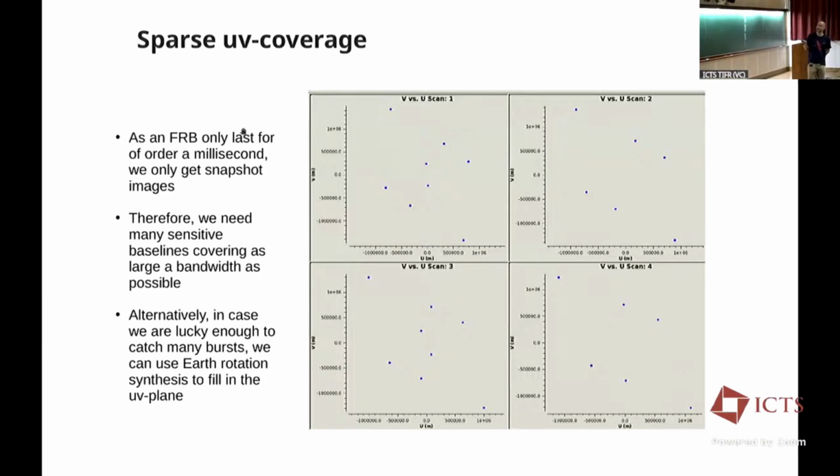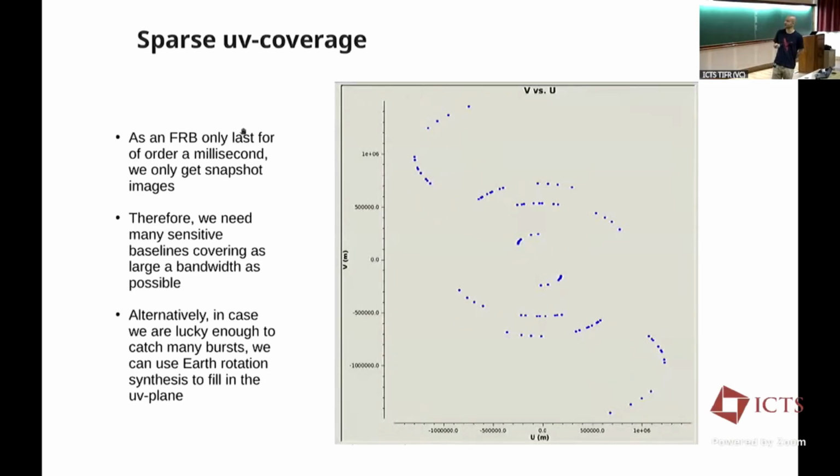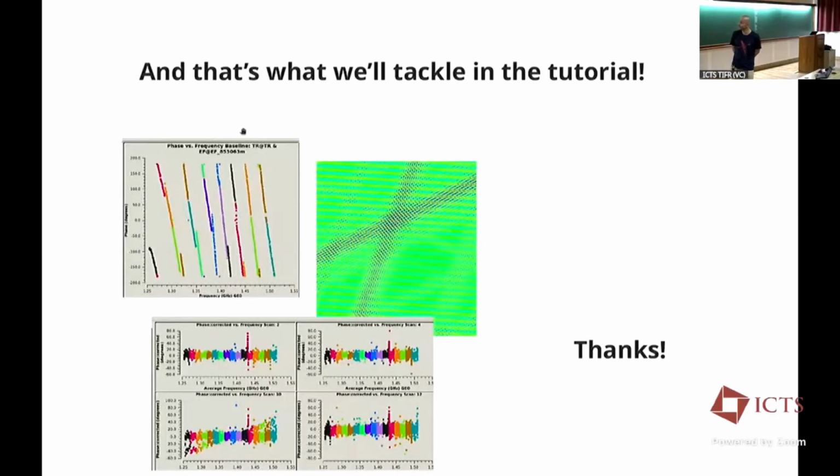And of course, if you are lucky, and we're using a data set where we were particularly lucky, we had in one observation 13 bursts. And if you combine all these bursts, you get what I would call a reasonable filling of the UV plane. And this is something that we'll tackle in the tutorial, and then you'll also see what those plots are all about. That's it.